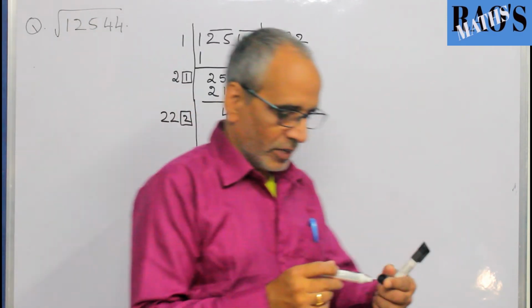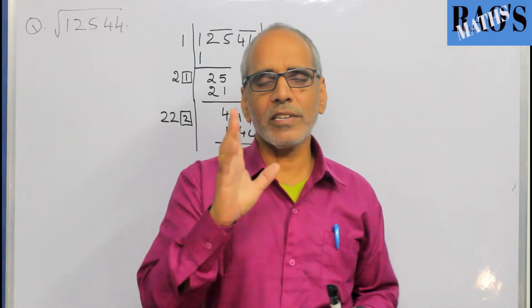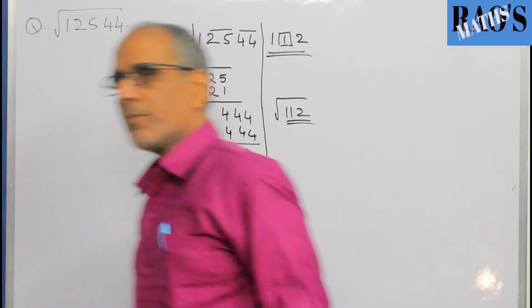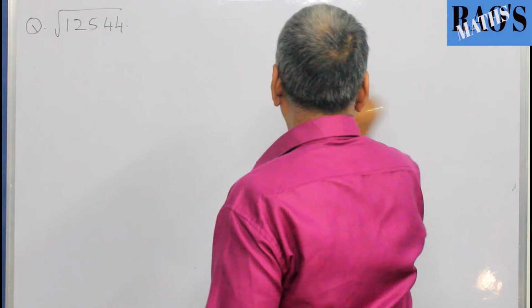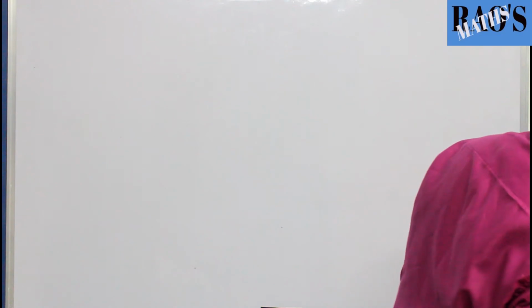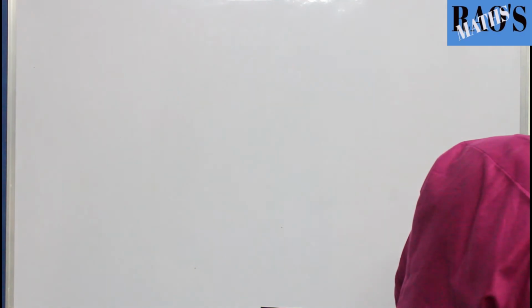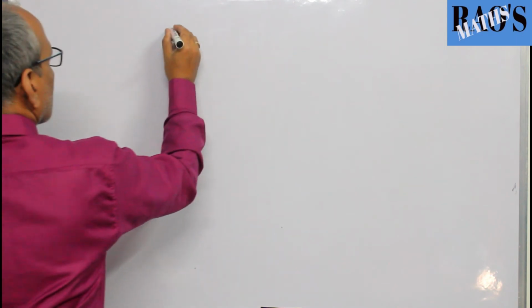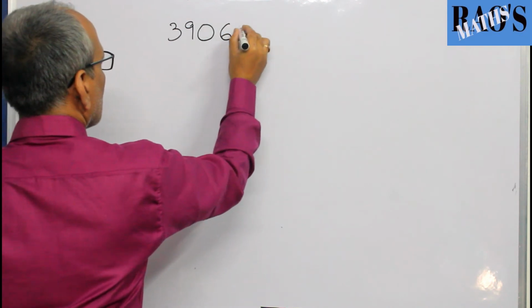Okay. At first it seems to be very confusing. If you go on practicing n number of questions in one sitting, it will become perfect. Let's go for one more example. This time I will take a 6-digit number, 390625.